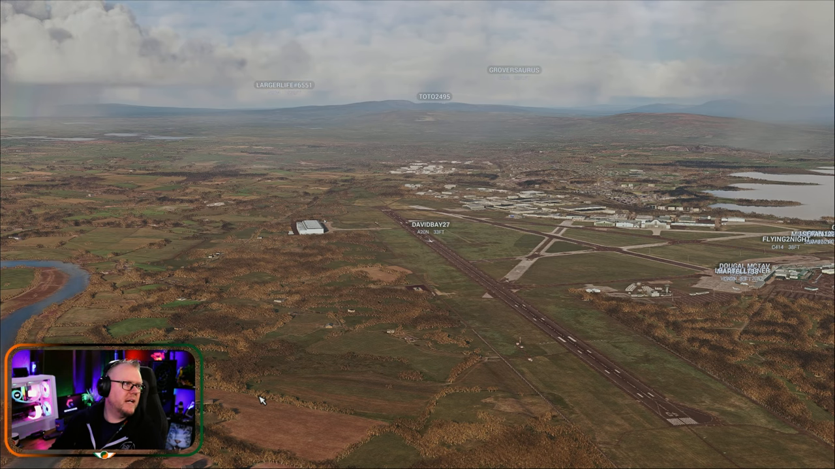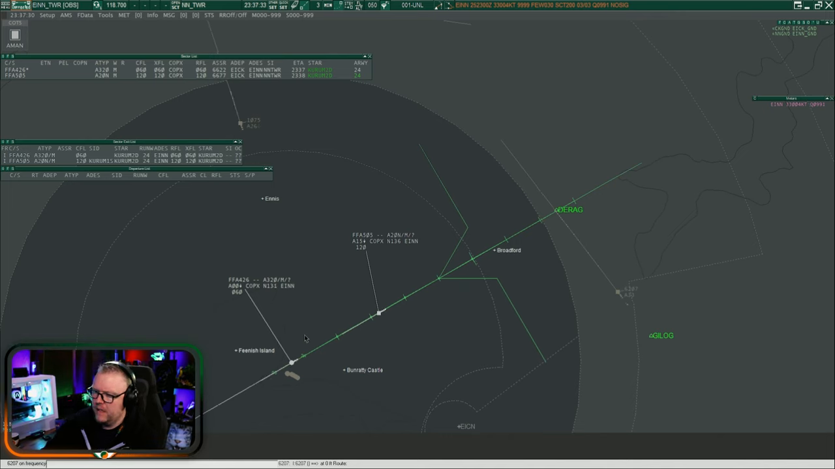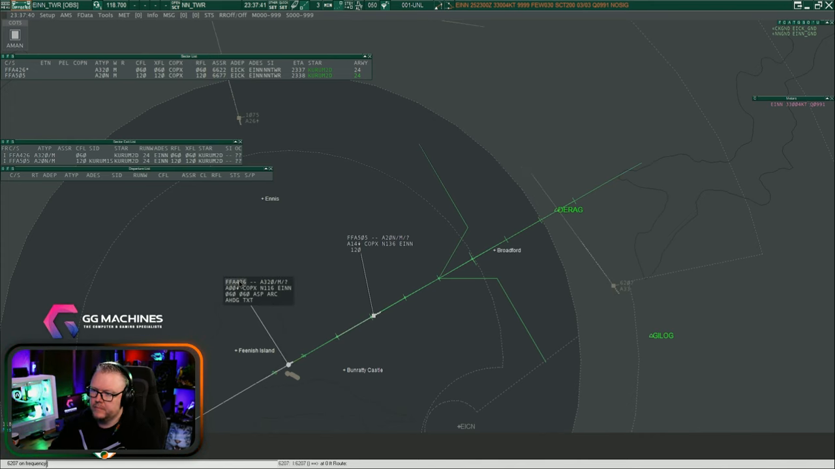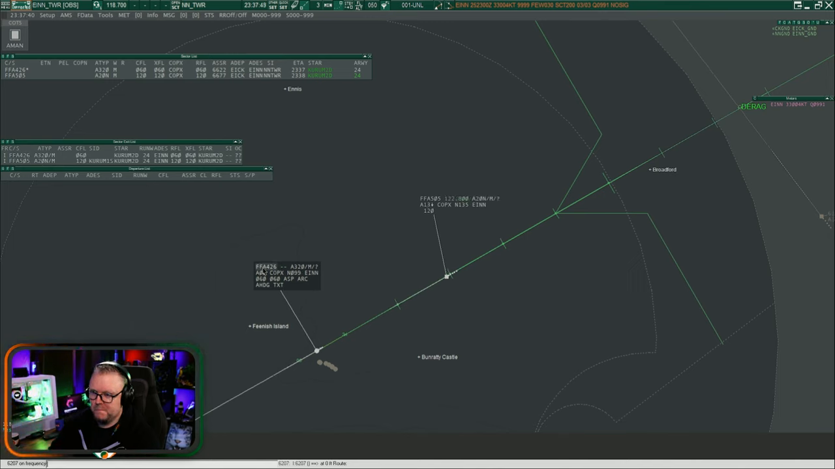Let me see, Shannon Tower. No, we're still okay. Right. And Firefly 426, welcome to Shannon. Vacate Alpha. Contact ground 121.8. Did he jump out before I got to say it to him? No, he's still there. Firefly 426, Shannon Tower.